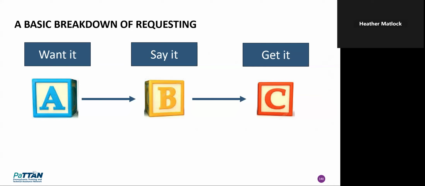Now, of course, we don't get everything that we ask for, but there's a much higher chance of that happening when the request comes under the right conditions, when it's socially accepted, and it can be understood.